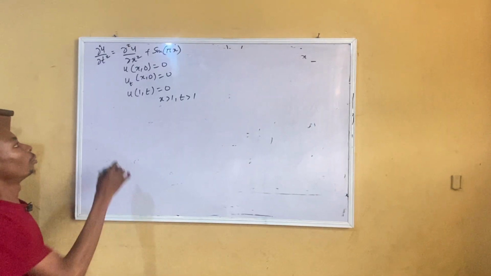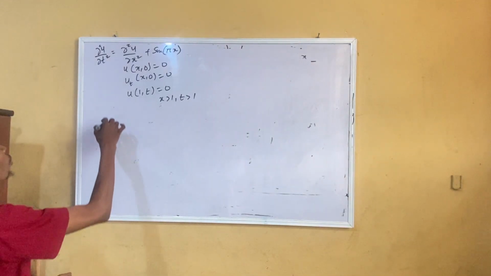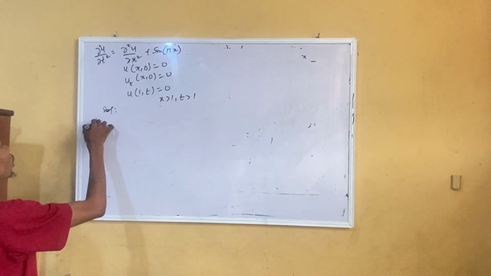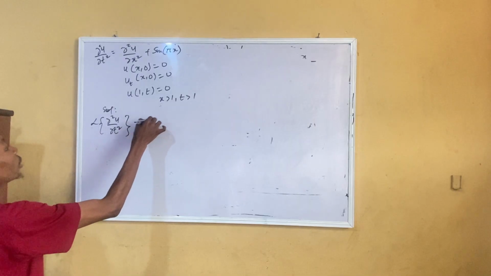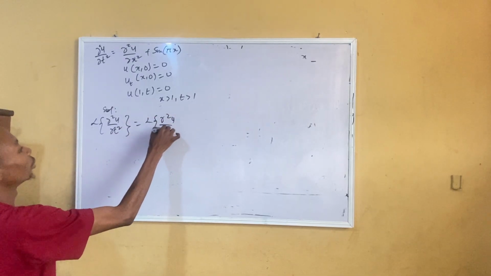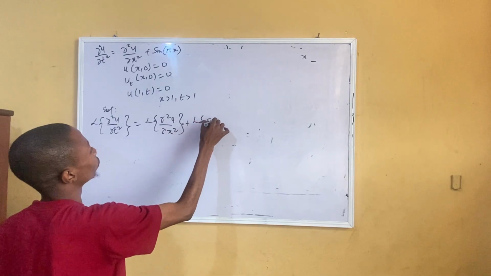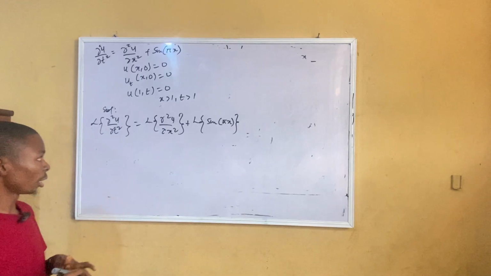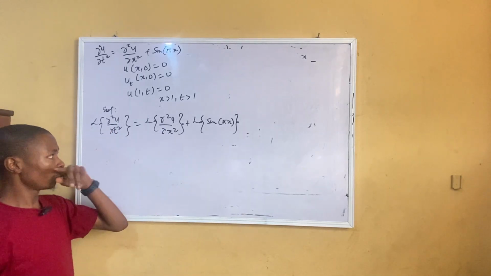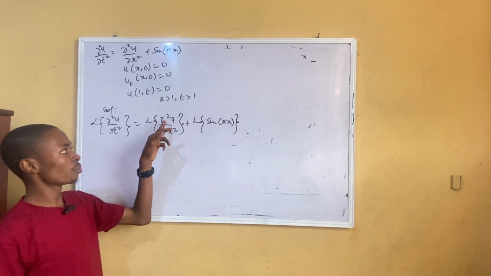Okay, so this is a wave equation now. So we'll take the Laplace transform of both sides. Don't forget that we take the Laplace transform with respect to time, so the Laplace transform of space will be unknown.